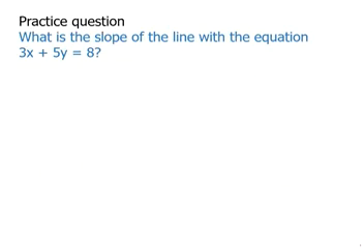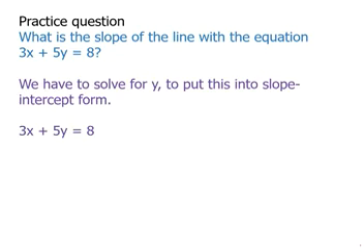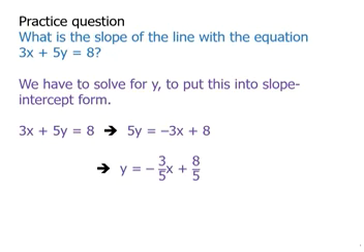Here's another practice question. What is the slope of the line with the equation 3x plus 5y equals 8? So that's one way to write it. So all we have to do is solve for y. So we're going to start here. First, we'll subtract 3x from both sides. Now we're going to divide everything by 5. Remember, when we divide by 5, all 3 terms get divided by 5. And so we get a slope of -3/5. In fact, we also find out that the y-intercept is 8/5. That wasn't asked, but that information is kind of tossed in as a bonus.